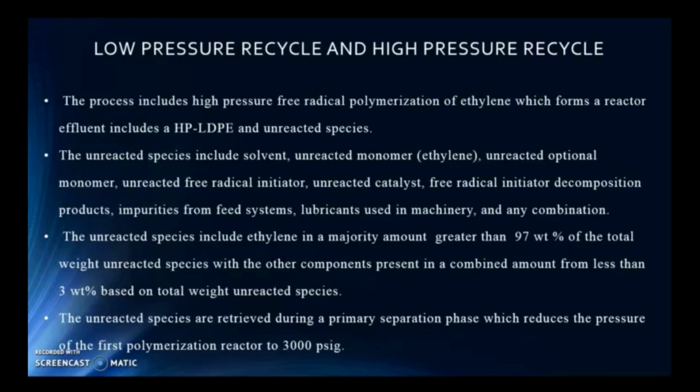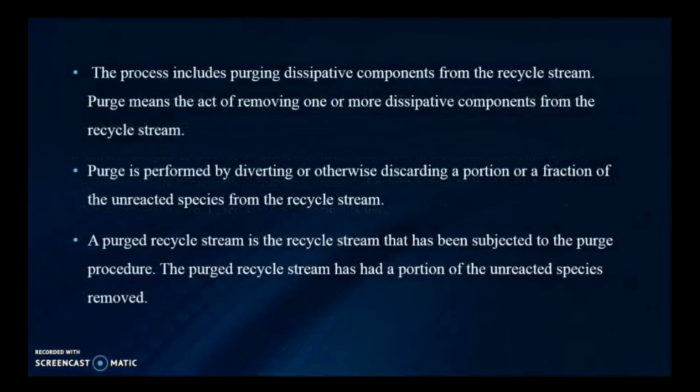The unreacted species are retrieved during a primary separation phase, which reduces the pressure of the first polymerization reactor to 3000 psig. The process includes purging the separative component from the recycle stream. Purge means the act of removing one or more separative components from the recycle stream. Purge is performed by diverting or otherwise discarding a portion or a fraction of the unreacted species from the recycle stream. A purge recycle stream is the recycle stream that has been subjected to the purge procedure and has a portion of the unreacted species removed.